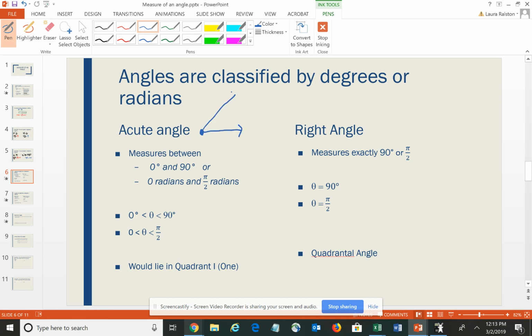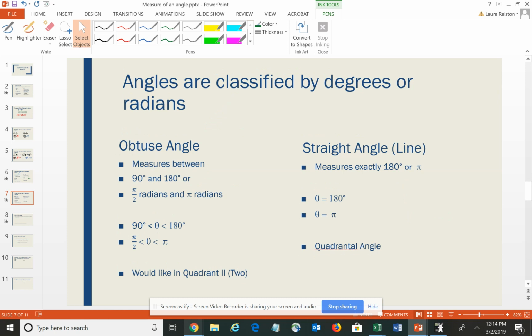So I'm just going to draw you an example of an acute angle here on the screen. Then you also have a right angle. A right angle measures exactly 90 degrees or pi halves. It's actually a quadrantial angle. And typically with a right angle, to indicate that it is right, and there's no doubt, you'll see a little box drawn in the corner to indicate that it is truly a right angle.